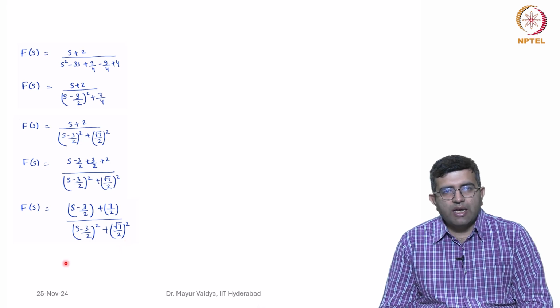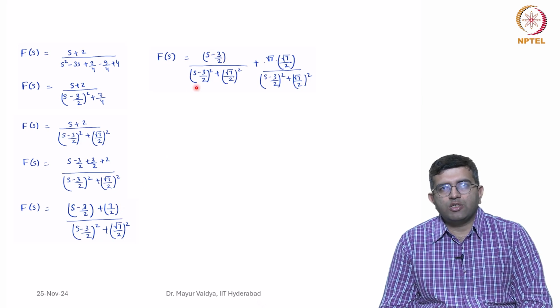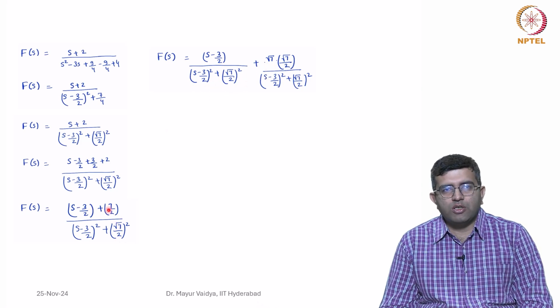So you will see that this will be very useful now when we take the inverse. I can separate these two fractions, and write the first term as s minus 3/2 divided by (s minus 3/2) whole square plus (root 7 by 2) whole square, plus here it is root 7 by 2, whereas here it is 7 by 2. So I write it as root 7 multiplied by root 7 by 2 divided by this denominator.